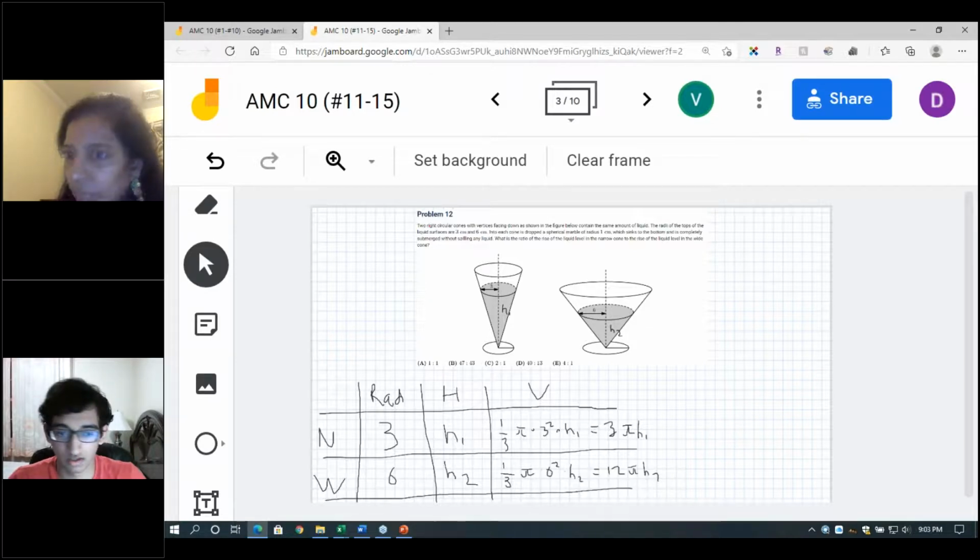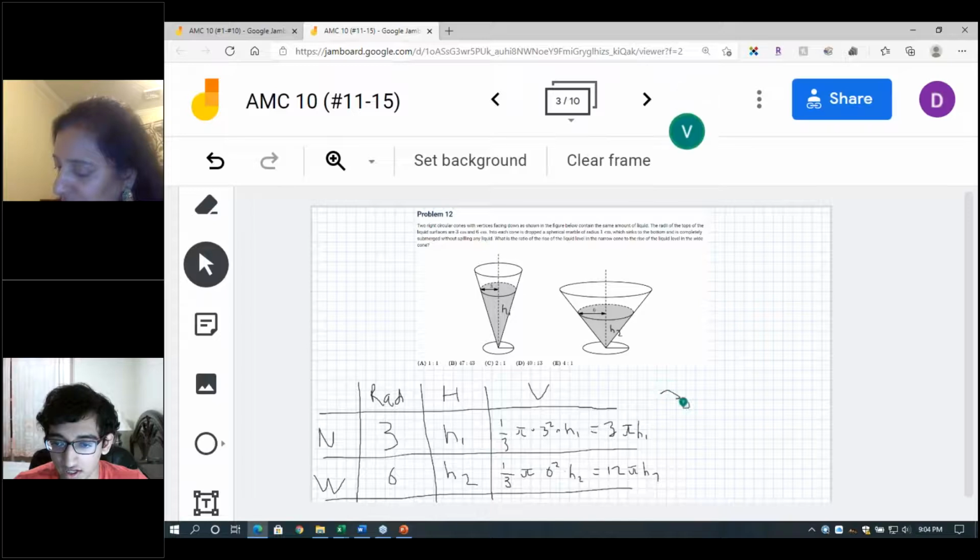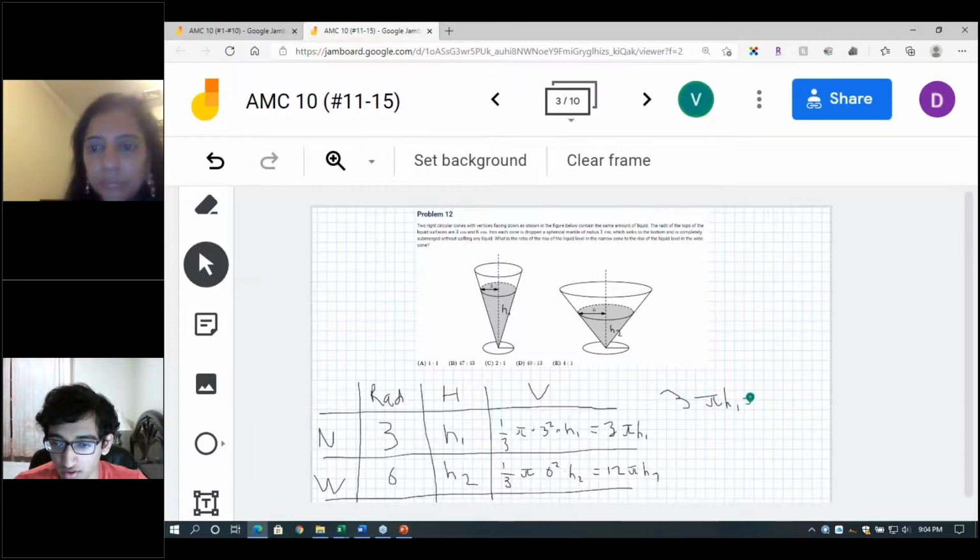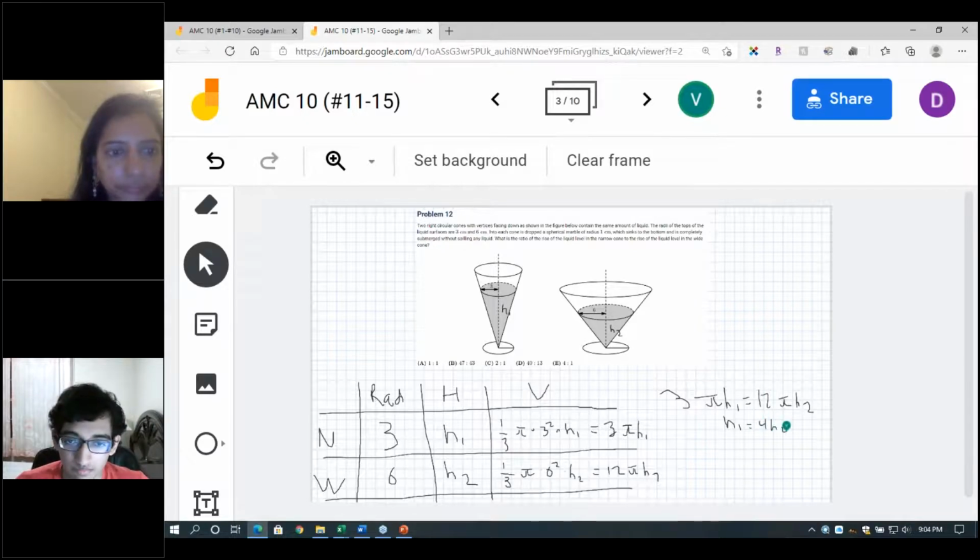I guess not. Okay. So now, because we are told that they have the same amount of liquid, you know that 3 pi h1 is equal to 12 pi h2. Now we can cancel terms out, which gives us h1 equals 4h2. So we know before the marble is put in both of the cones, the ratio between the first height and the second height is 4. So these two will come in handy for our second part.